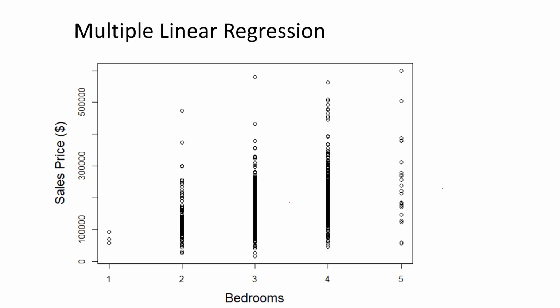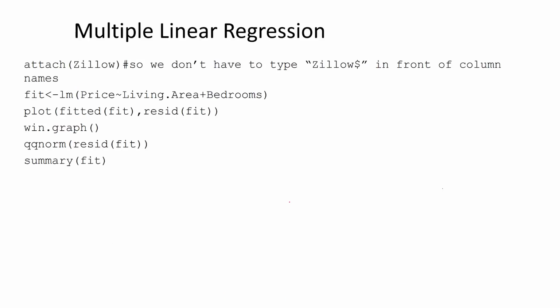And if we look at sales price versus bedrooms, we can see that it looks like as the number of bedrooms increases, sales price might increase as well. So I'm just going to go ahead and start right off by fitting a multiple regression using living area and bedrooms as my predictors. So the first thing I do in R is attach the data set that I called into R, called Zillow.